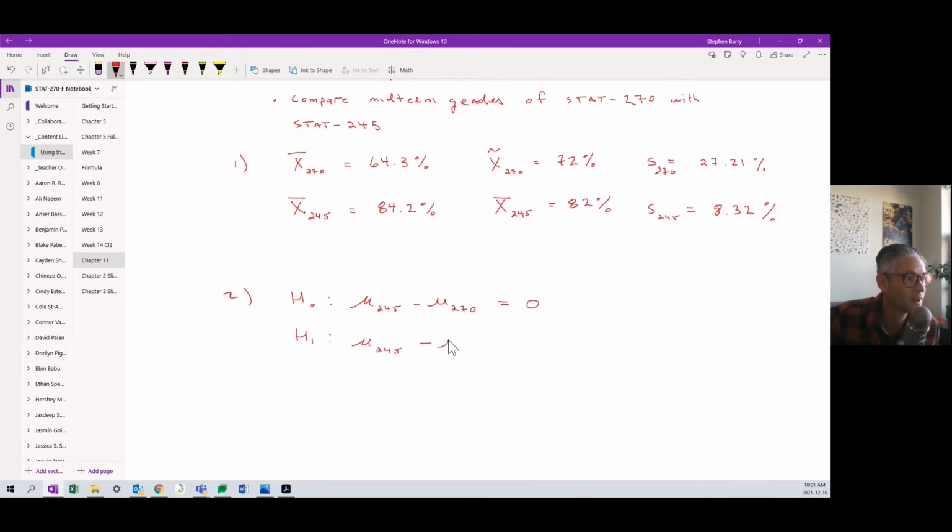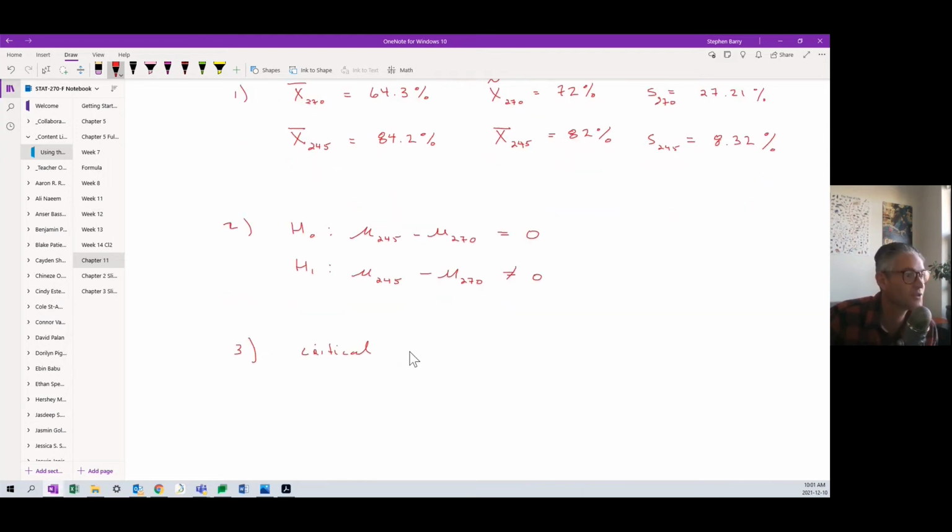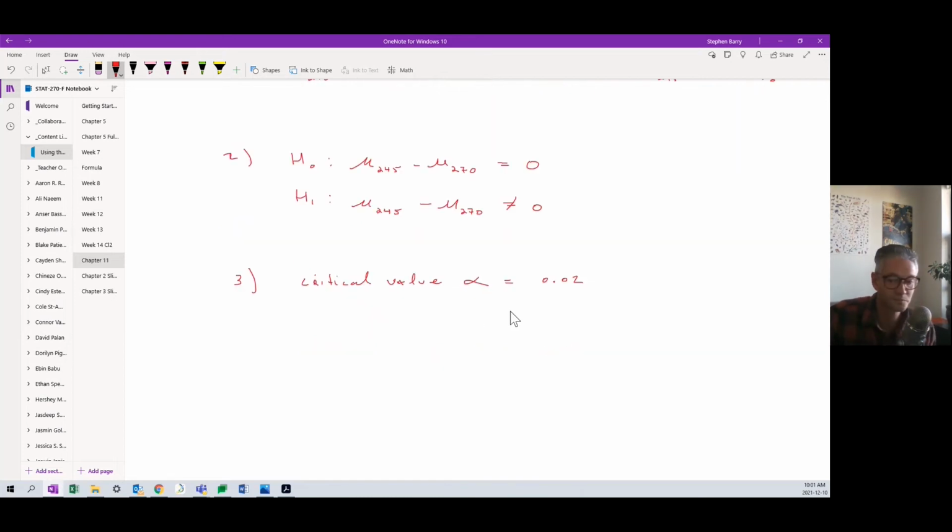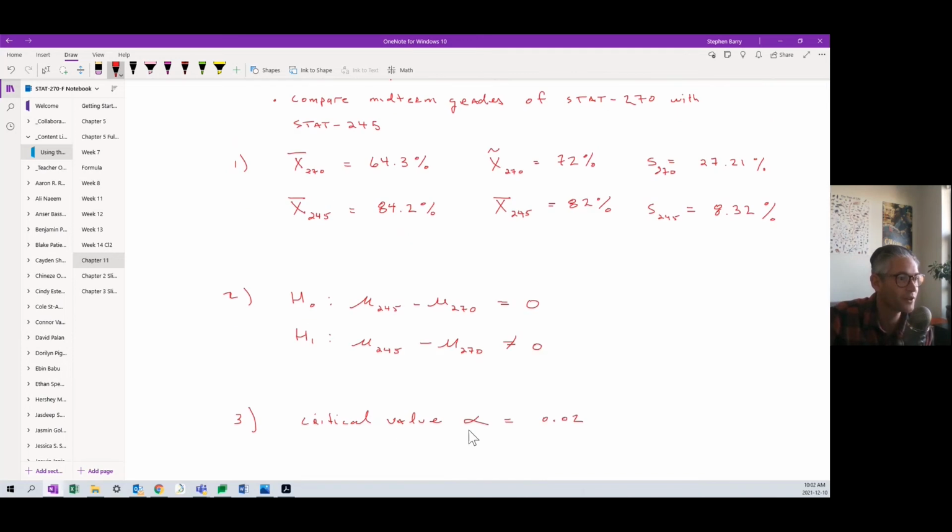I could have done a one-tailed test, depending on who I want to compare to what, but let's just say it's not 0. Let's use a critical value. Alpha equals, let's just pick something we don't use a lot. Let's say 0.02. Before we go any further, we need to figure out whether we need a t-score or a z-score. That's always the decision. Based off of just the data we're given, it's going to be a t-score.